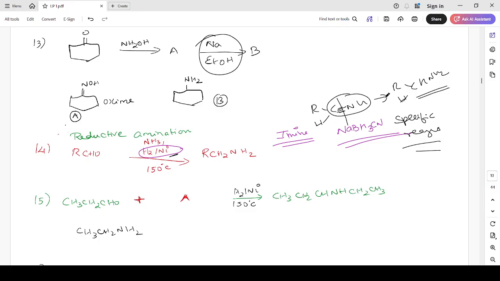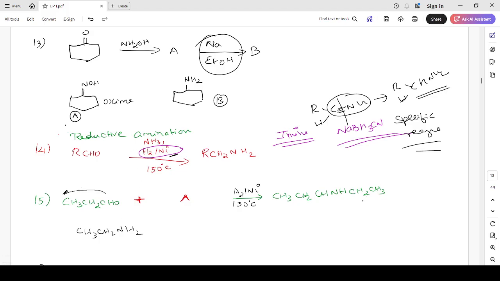Anything that can supply hydrogen can reduce. We are talking about a specific reagent. I want to touch only the C double bond NH, ma'am. In that case, what reagent will I use? You will use NaBH3CN. Sorry, ma'am. I got confused by seeing the double bond over there, and I thought it won't reduce.